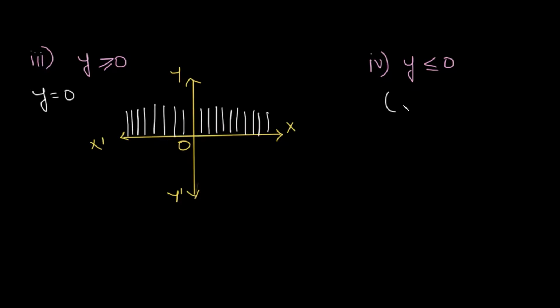Now this you can try as an assignment: y less than or equal to 0. Obviously the solution set will be this side, that is, the region below the x-axis. That would be the solution set. So you can just draw it as an assignment in your notebook.